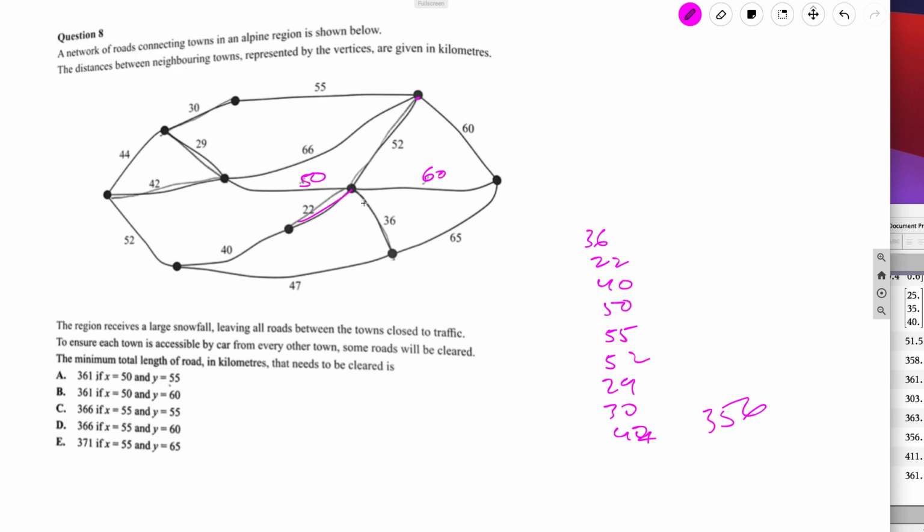All right, so 22, 36, 40. Shortest path now is a 50. Shortest path is a 29, a 30, then a 42, and then a 52. That feels better.